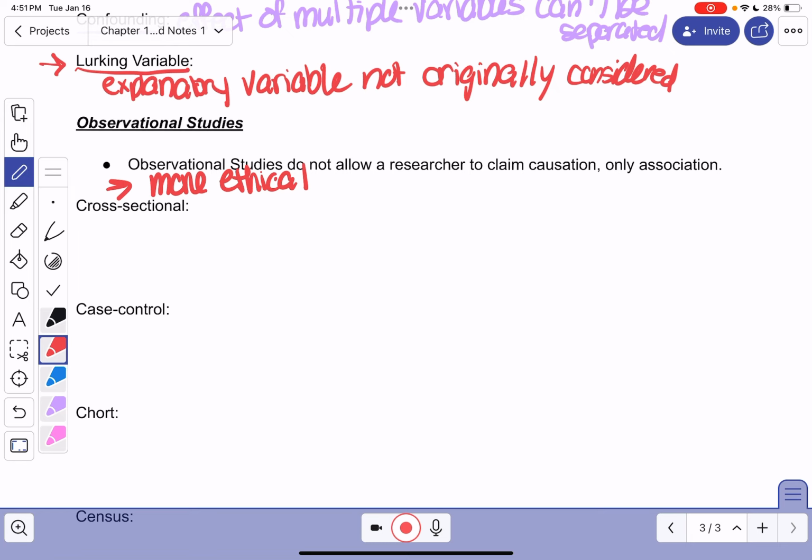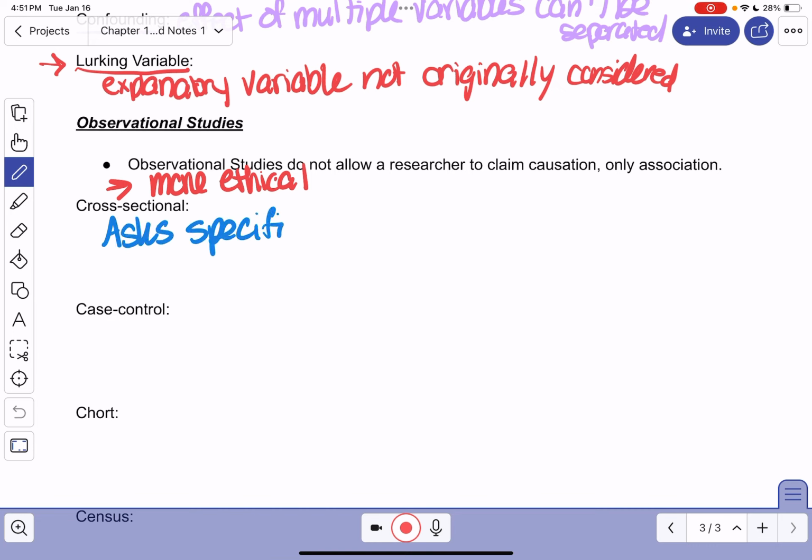So we're going to go over 4 different types of observational studies that you could see. A cross-sectional study asks a group of people a question right now. So I'm going to say, hey, these 50 people, I'm going to ask them right now, do you smoke? Do you have cancer? Or do you use a cell phone? Do you have a brain tumor?